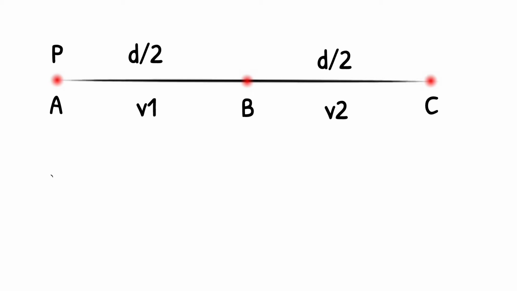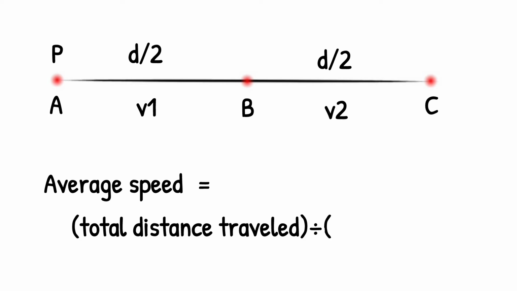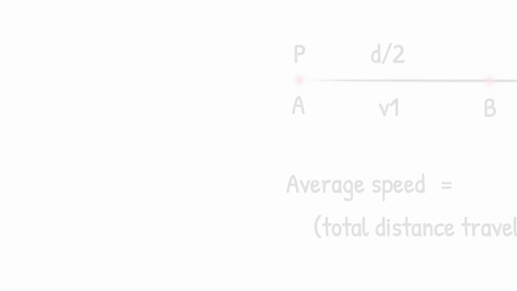This is the pictorial representation of the question, which says particle P travels from A to B with speed v1 and from B to C with speed v2. The distance from A to B is half of the total distance. Average speed equals total distance traveled divided by total time taken. You know this formula? Total distance traveled equals d.